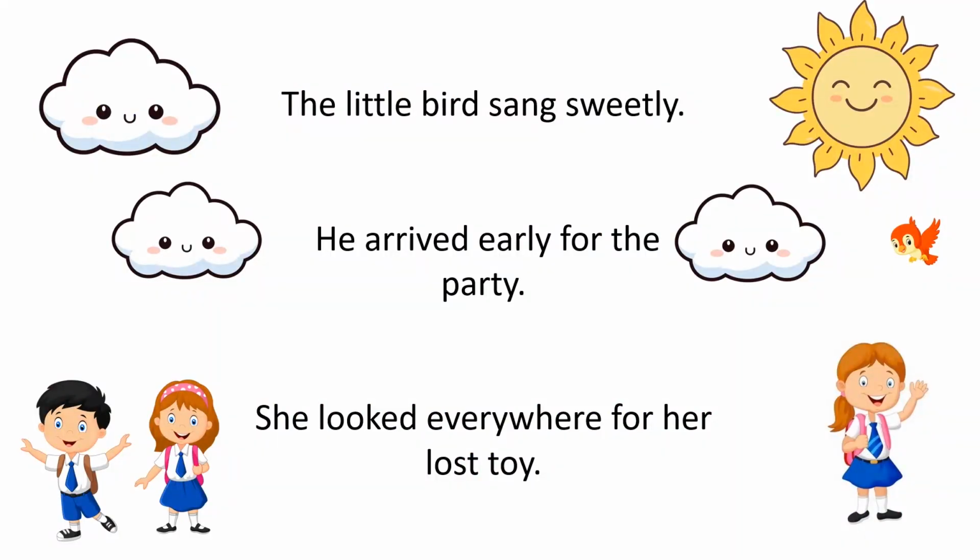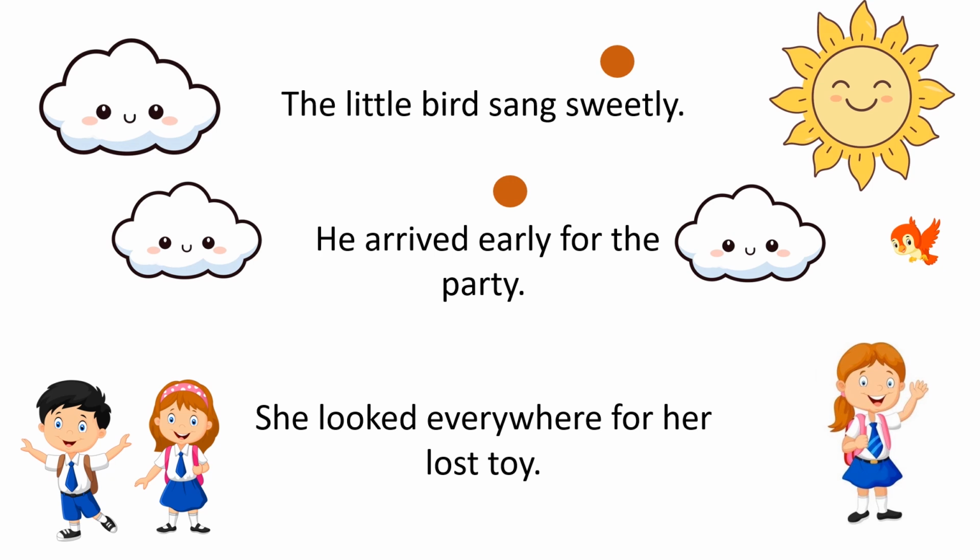Here are a few sentences that contain adverbs. On the first one, the little bird sang sweetly. Which is the adverb? It's sweetly, because it describes sang, which is a verb. He arrived early for the party. Which one is the adverb? It's early, because early describes arrived, which is a verb.